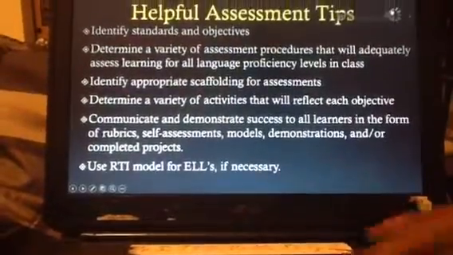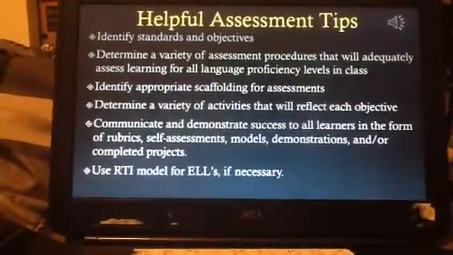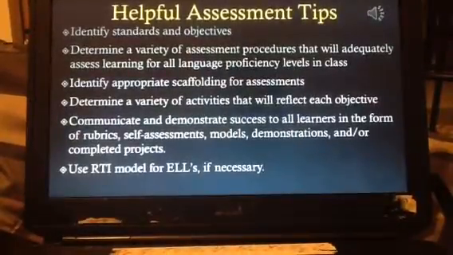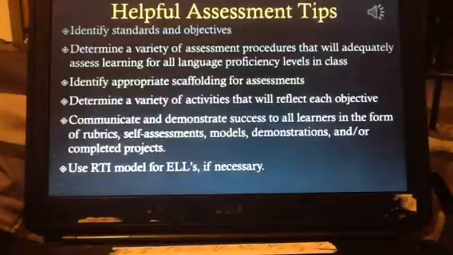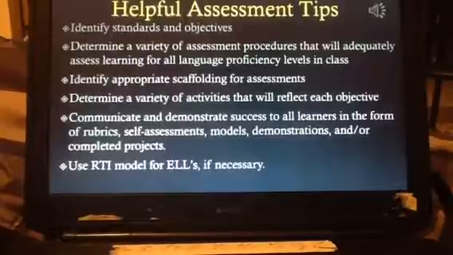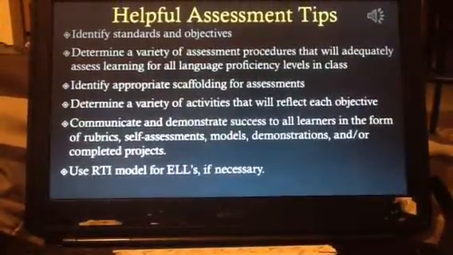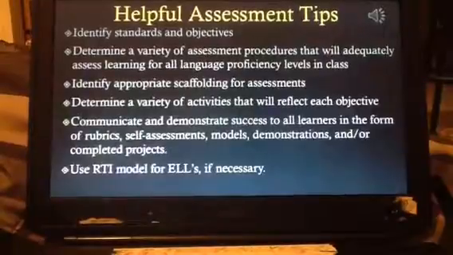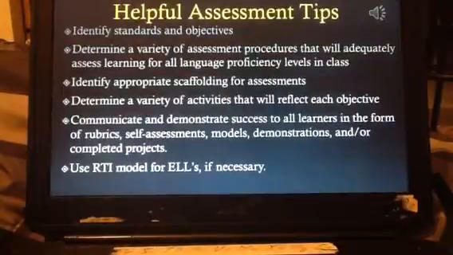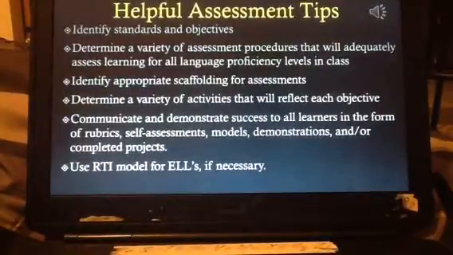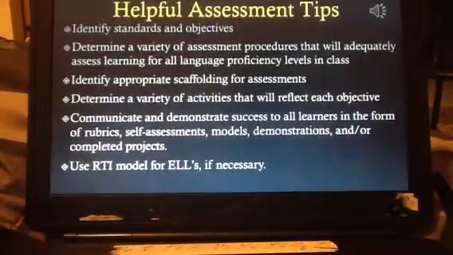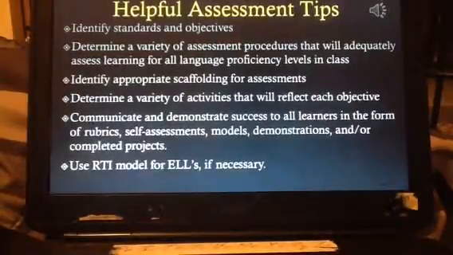So here's a summary of helpful assessment tips. 1, identify standards and objectives, always. 2, determine a variety of assessment procedures that will adequately assess learning for all language proficiency levels in class. What might work for one student may not work for another student, so make sure that you have a variety of assessment procedures. Next, identify appropriate scaffolding for assessments. If a student is struggling with learning a specific content area, make sure that you give that student different strategies so that they can understand.